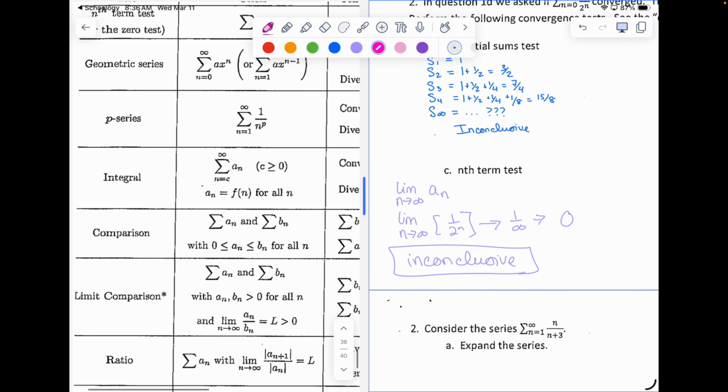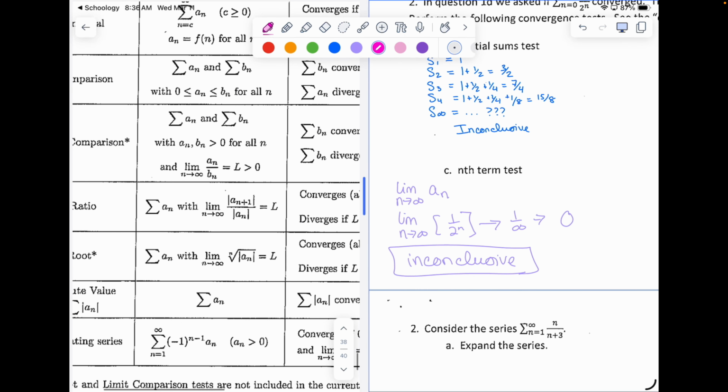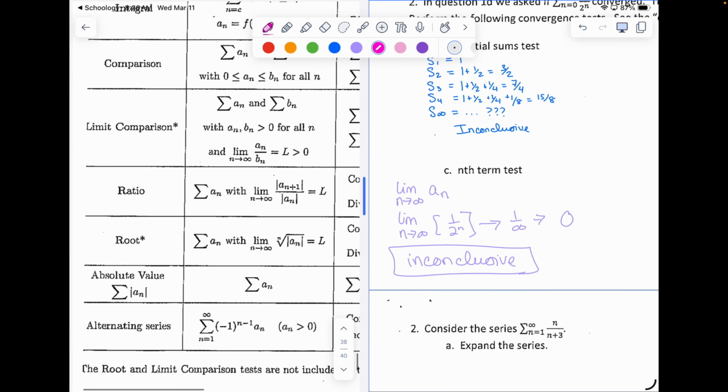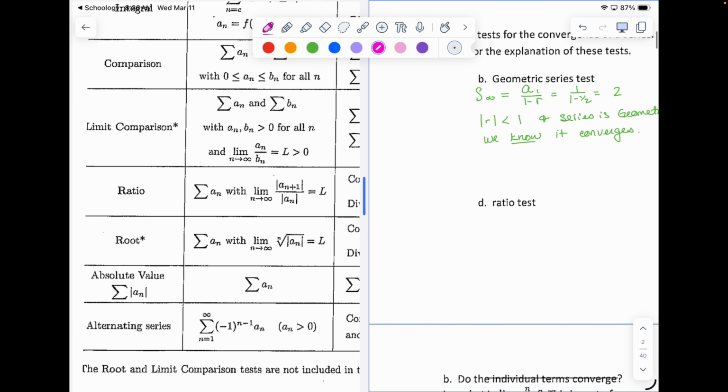The next one is called the ratio test. Here's the ratio test right here. I like this one a lot. It doesn't always work, but what you're doing is finding a ratio of the next term to the current term. So you're looking at the limit of the ratio, a sub n plus 1 over a sub n, and then I'm going to compare what those two values are.